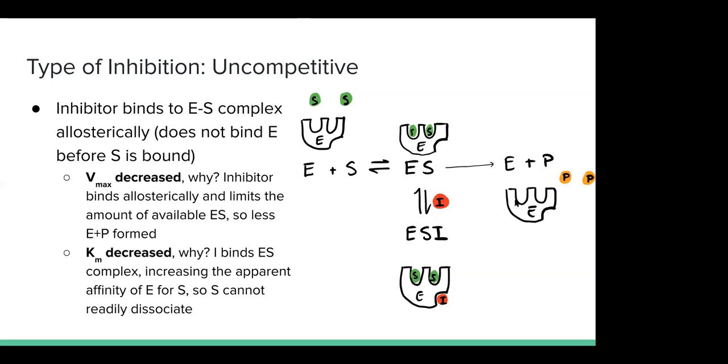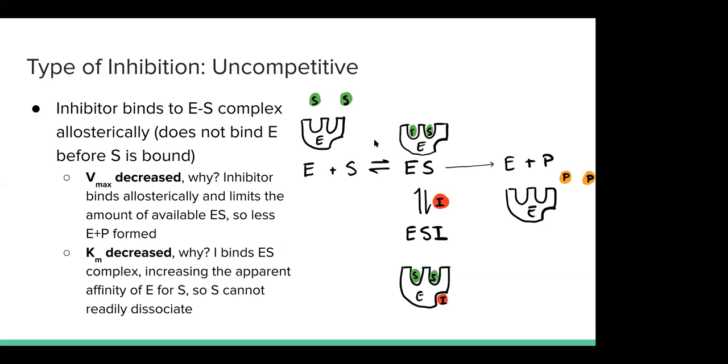So just to repeat, Km decreases in this scenario because, like I said, the inhibitor binds to the allosteric site of the enzyme that's already bound to the substrate. So the inhibitor traps the substrate in the active site, and the substrate is not ready to let go. So Km will decrease, and that translates to the enzyme's affinity for the substrate actually increasing because the substrate is trapped in the active site. It's not ready to dissociate. Does that make sense?